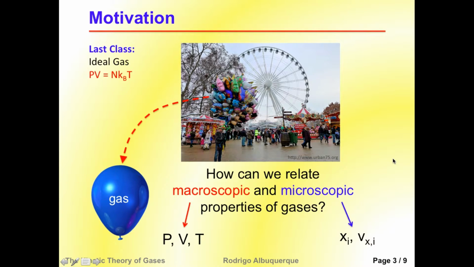But how can we relate macroscopic and microscopic properties of gases? The macroscopic are pressure, volume, and temperature, and the microscopic are given by positions, for instance, of the individual molecules and/or velocities of individual molecules. This is an important issue since it allows us to predict, for instance, the temperature by knowing the velocities of the molecules inside the gas.